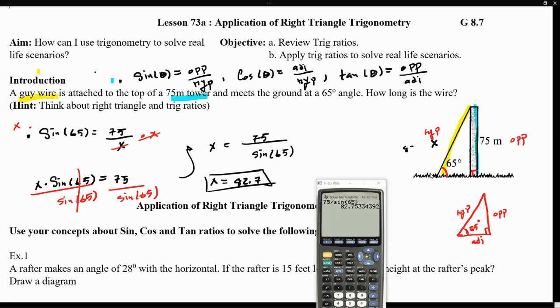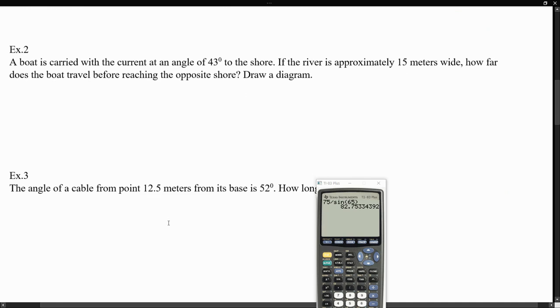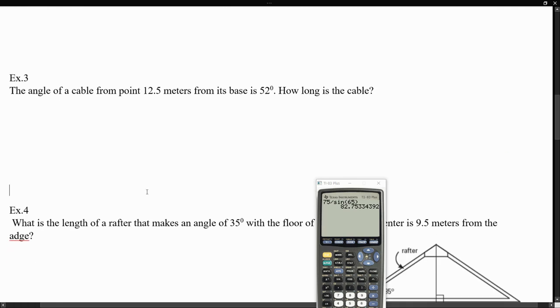of 82.7. In this case, notice that this 75 is given in meters, so we know that it's 82.7 meters. So don't forget your units. And let's just take a look at another example. Let's pick a number randomly. Let's take a look at example 3.